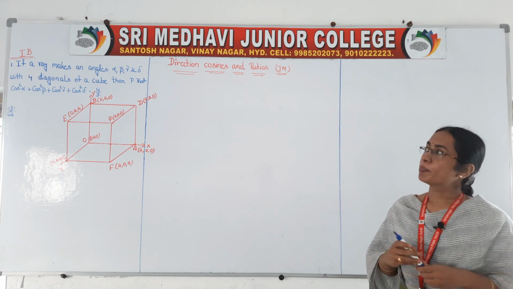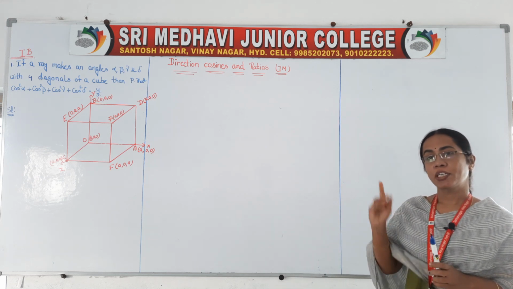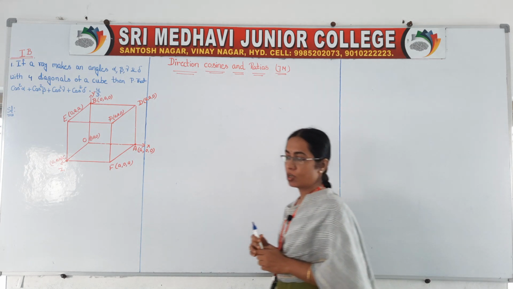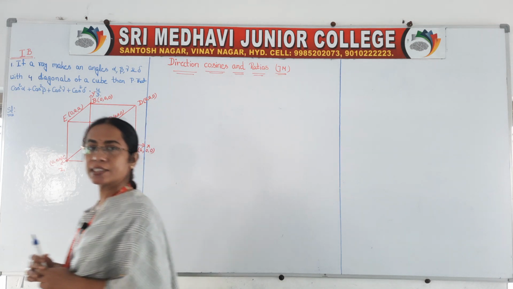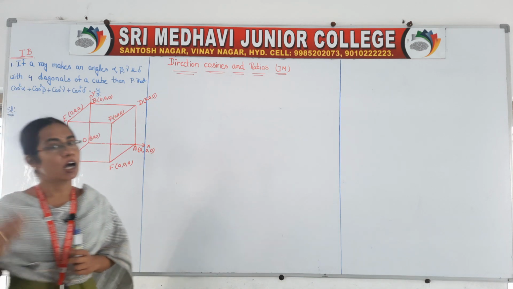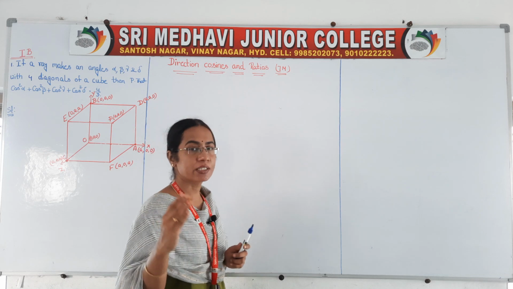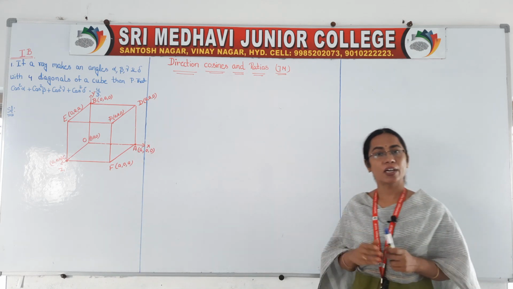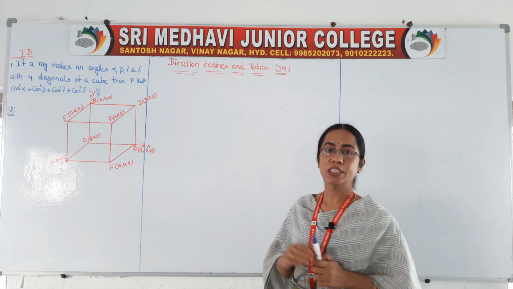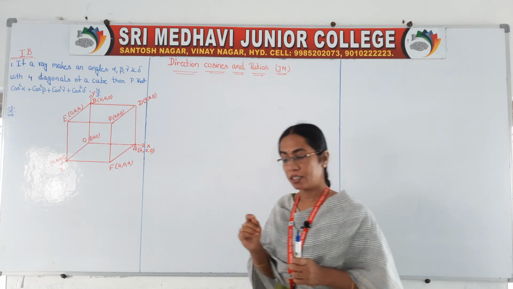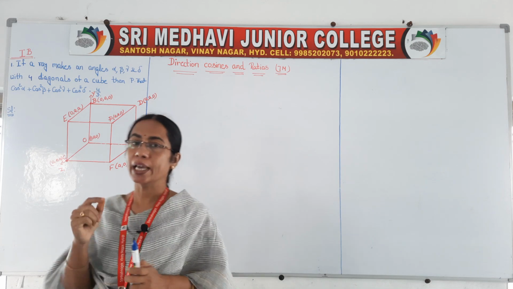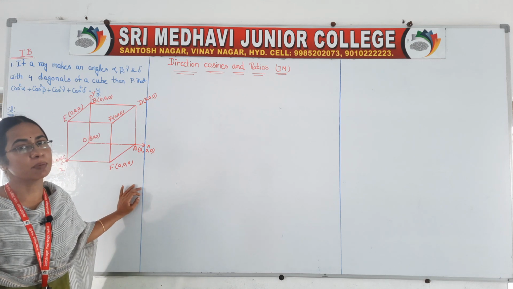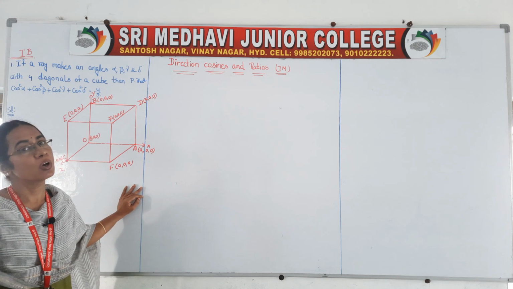So in the previous problem you got the introduction of direction cosines, right? What is meant by direction cosines? I said if a line makes angles alpha, beta, gamma with the x, y, z axes, then cos alpha, cos beta, cos gamma are called the direction cosines of that particular line, and they are denoted by L, M, N, right? And you got one relation also: L square plus M square plus N square is equal to 1.